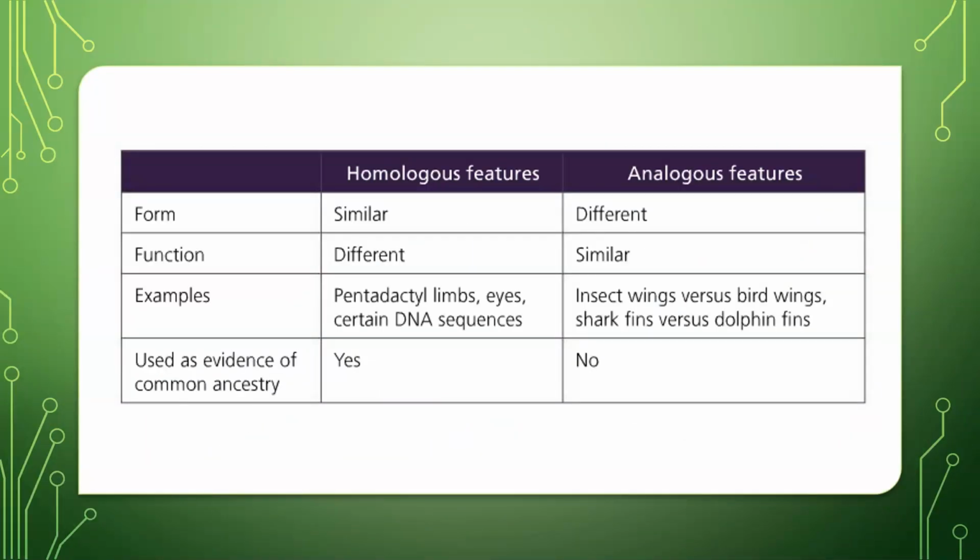So we've got some homologous features and analogous features. For homologous, the form is similar; for analogous, the form is different. With function, for homologous the function is different, but for analogous the function is similar. We've got our examples there, and used as evidence of common ancestry, yes for homologous, no for analogous.